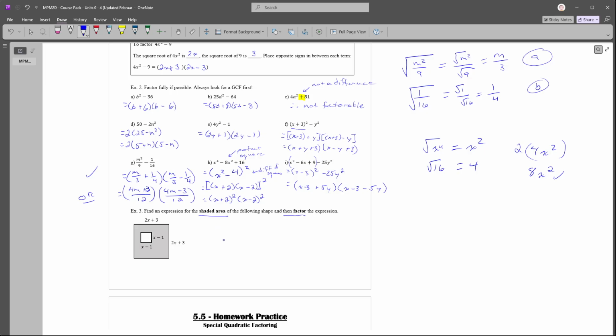Okay. So first up, how do we know the area of just that shaded part? Well, that area is going to be the area of the large rectangle, or the large square, I guess, minus the unshaded area, so the small square.